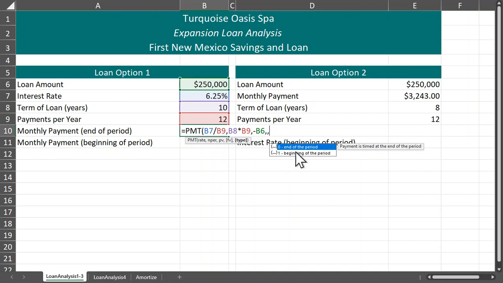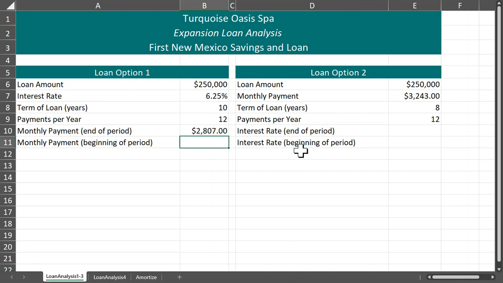And then we have at the end of the period or the beginning of the period. So we'll just specify end of the period. It's not necessary to do that, but you can do that. So then we will close the parenthesis and we'll hit enter. So our monthly payment, where the interest is calculated at the end, will be $28.07.